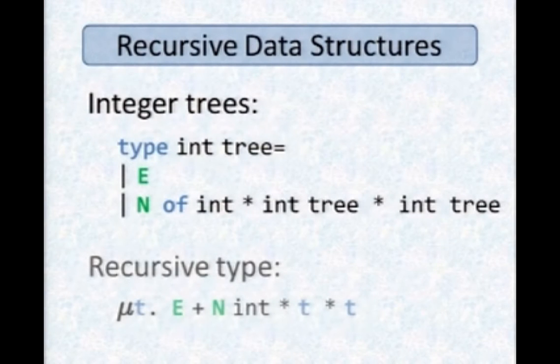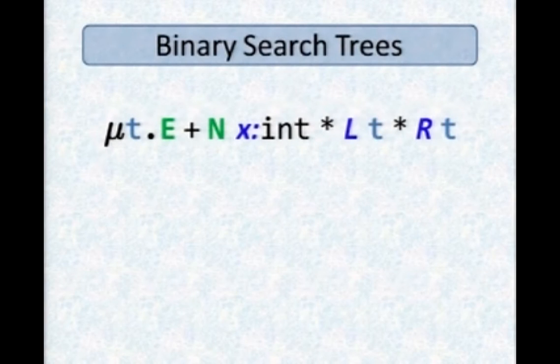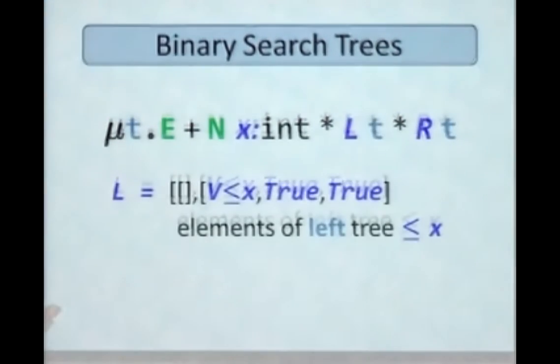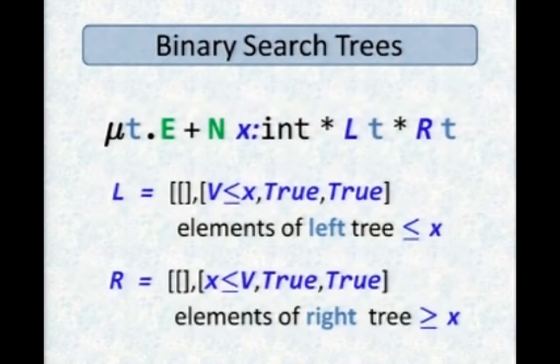Well, here's the recursive type. Mu t, empty, or node of int times t times t. It appears twice. Left tree, right tree. So here's how you would write a binary search tree, where in every node, all the elements in the left tree are less than that node, and everybody in the right tree is greater than. I would just use two different refinement matrices. So the left tree I would refine with a matrix L, where L just said all the values are less than x. And the right tree I would refine with a matrix that said all the values are greater than x. That would give me a binary search tree, if I just tuck this inside.